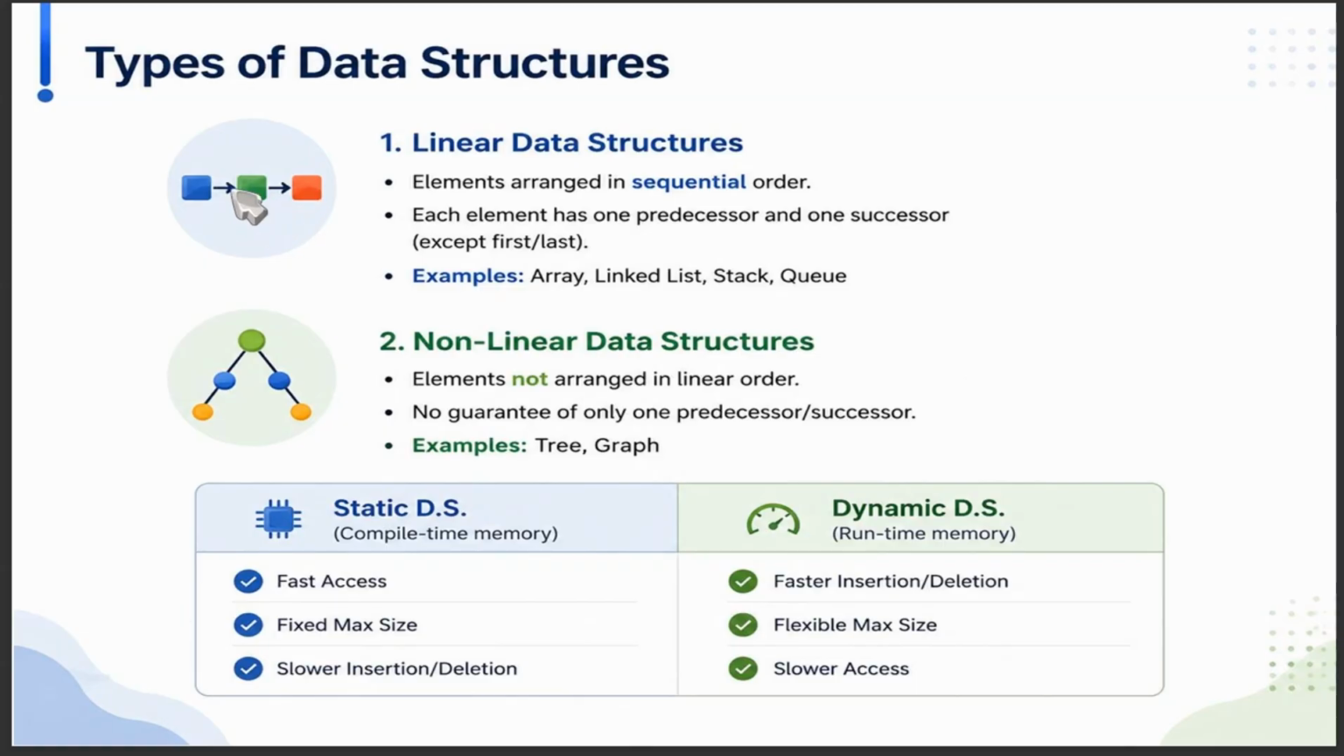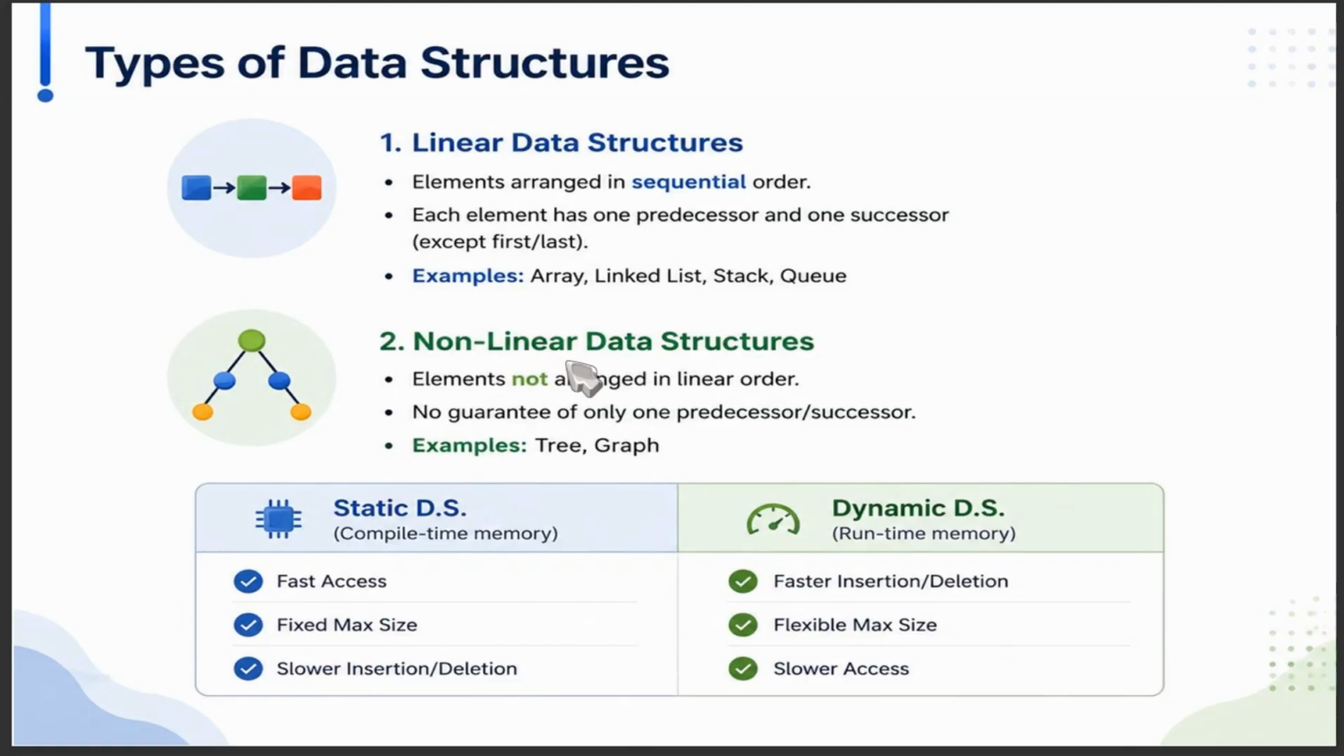Think of a line of people waiting for a bus. Examples are array, linked list, stack, and queue, which will be discussed in detail in later sections. In an array, the element at index 5 has a predecessor at index 4 and a successor at index 6.